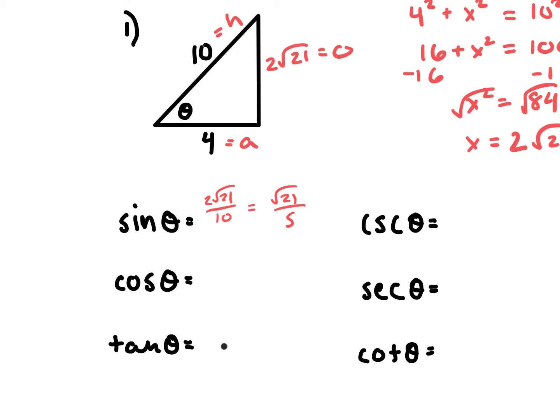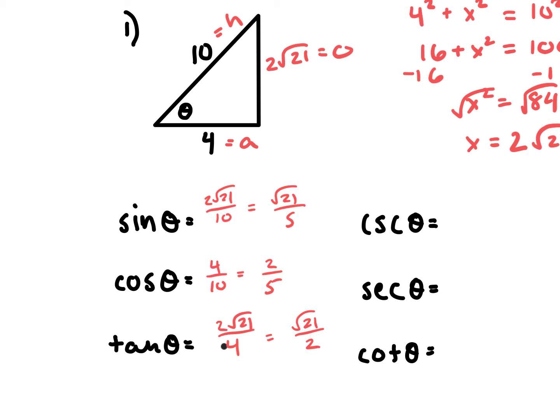Cosine is what over what? Adjacent over hypotenuse. So 4 over 10. What does this simplify to? 2 over 5. And then tangent? You got root 21 over 2. Awesome. So it'd be 2 root 21 over 4, which simplifies to square root 21 over 2. Opposite over adjacent.